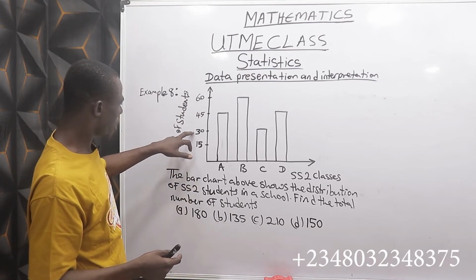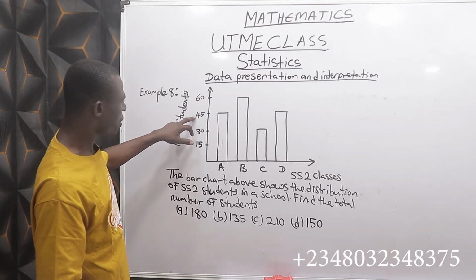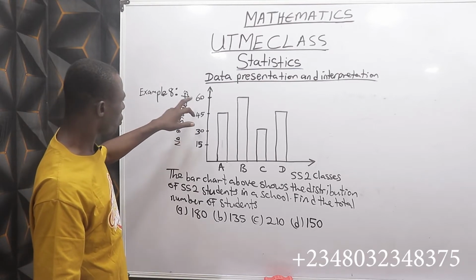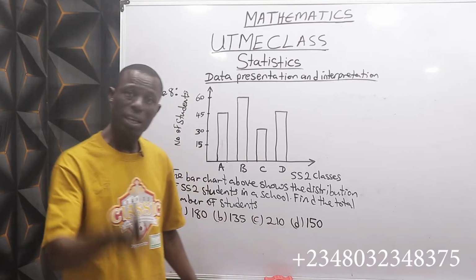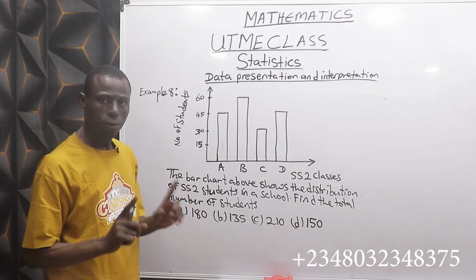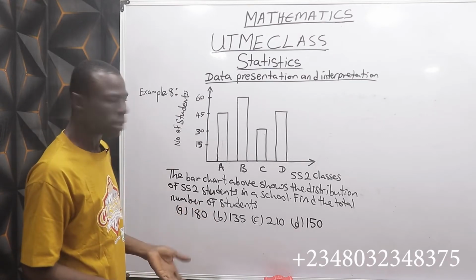15 plus 30, that is 45. 45 plus 45 is 90. 90 plus 60 is 150. That is option D, which is very, very wrong. Don't go for it. It's wrong. How should you do it?